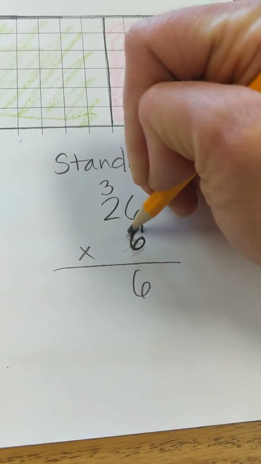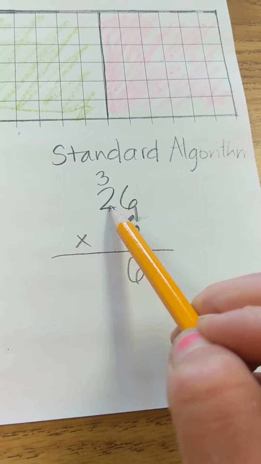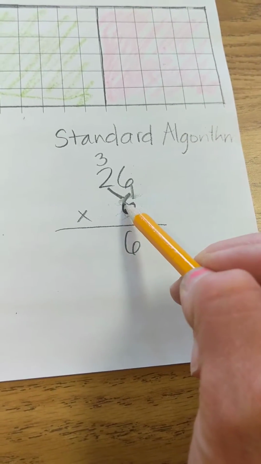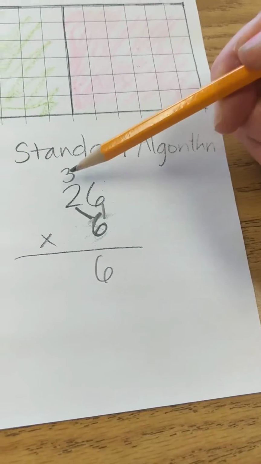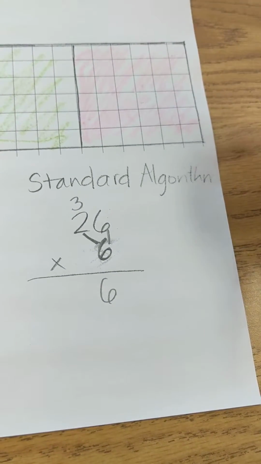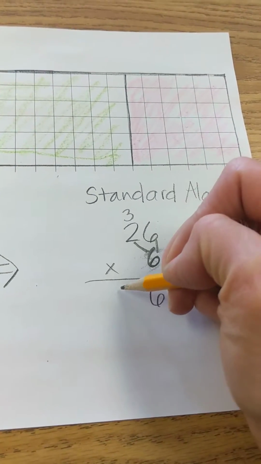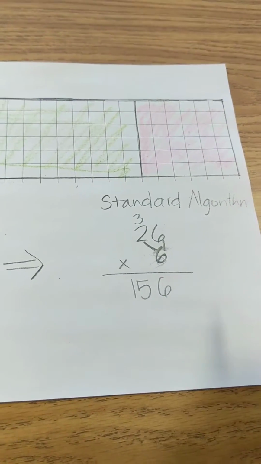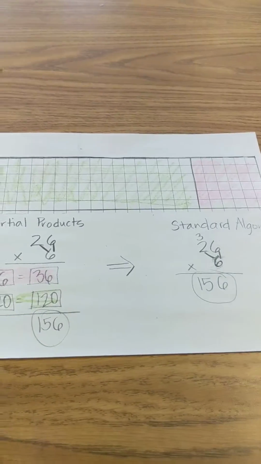And now I hook the 6 with the 2 that represents not just 2, but 2 tens. So 6 times 2 tens would be 12 tens. And 12 tens plus 3 more tens. Let's see, 12 tens, 13 tens, 14 tens, 15 tens. So we are at 15 tens, which means I put it in front of the 6 because that is the tens spot. And this number becomes 156. Cha-ching!